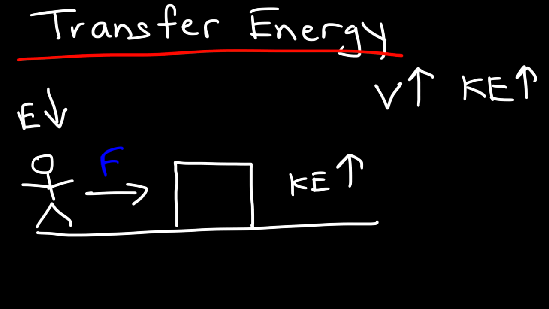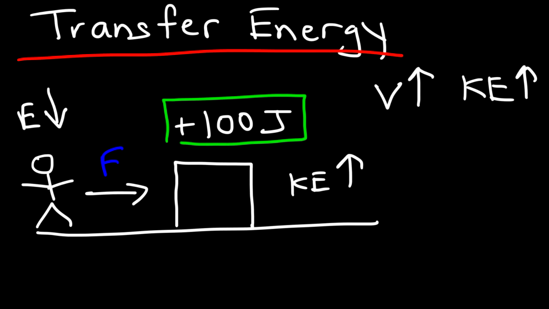And so it turns out that in order to increase the energy of an object, you have to decrease the energy of another object. And so energy is transferred here. And force is the mechanism by which two objects can transfer energy between each other. So let's say we have an ideal situation, and that the block gains 100 joules of energy. This would mean that the person has to lose 100 joules of energy.